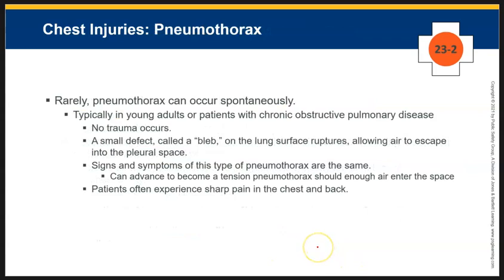Sometimes the pneumothorax can occur spontaneously, typically in young adults, because a small defect in the lung surface ruptures, and the signs and symptoms will be the same, in particular that sharp pain in the chest that radiates to the back.